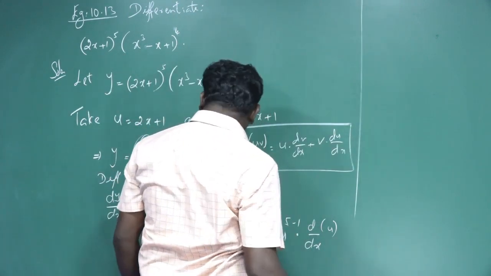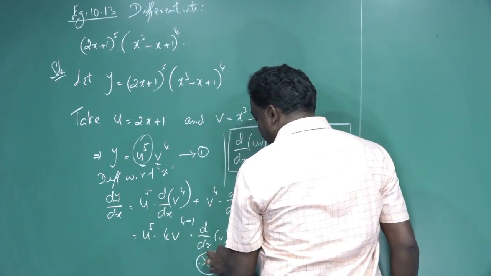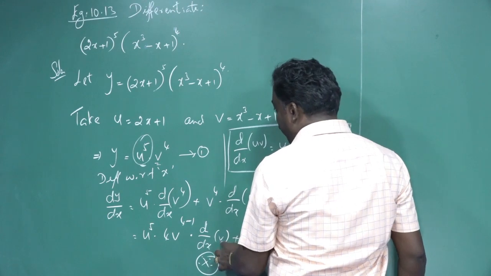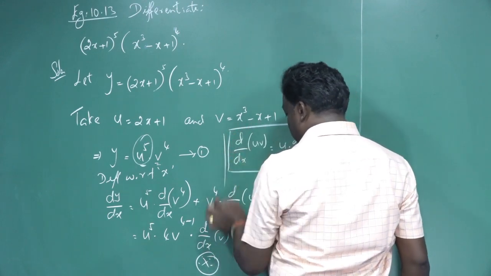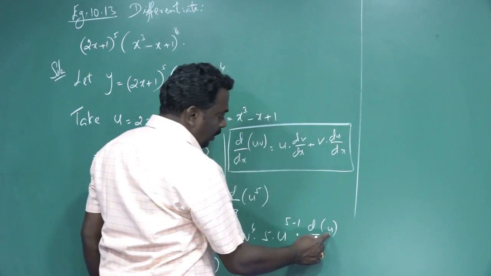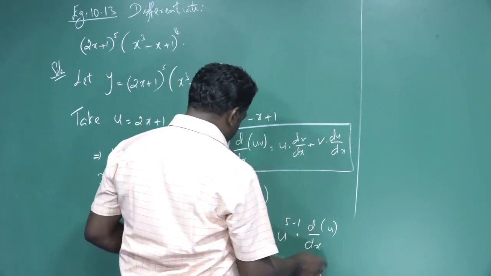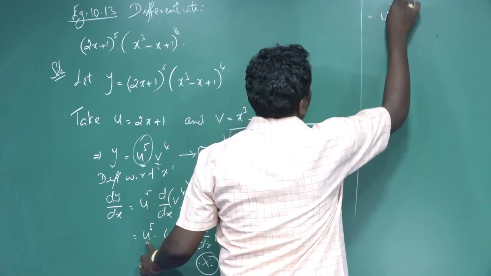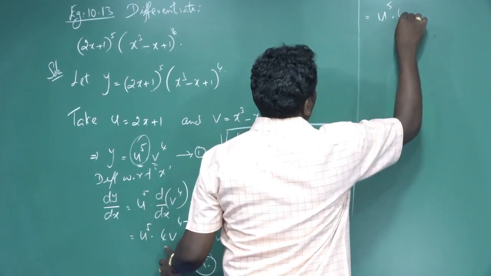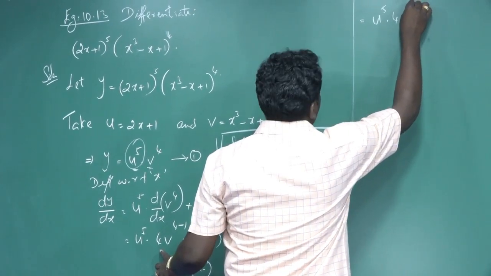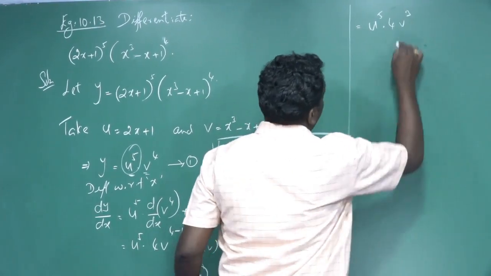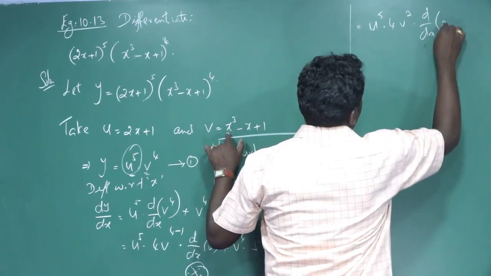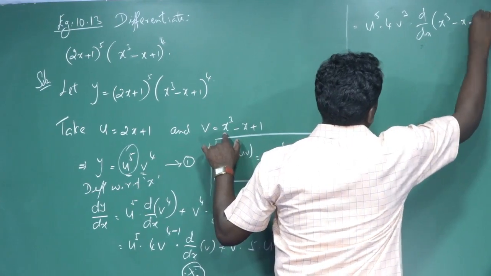Now, what next? Here we want to differentiate the u function. First we substitute the v function and the u function. What is v? x power 3 minus x plus 1. Substitute here, and here also we have to substitute the u function equal to 2x plus 1. Therefore, that is equal to u power 5 into 4 into v power 3 into d by dx of v. What is the v here? x power 3 minus x plus 1 is called v.